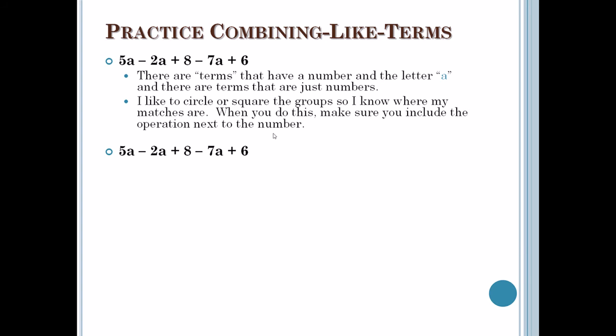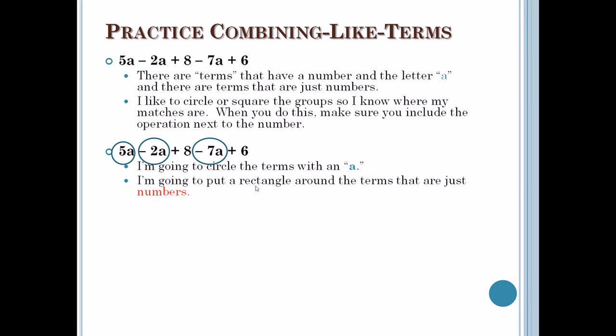For example, I'm going to put a circle around everything that has an a. I'm going to circle my 5a, my negative 2a. That means that's the operation, add or subtract. And I'm going to circle my negative 7a. So I know those make a group. I'm going to put a rectangle around the terms that are just numbers. So here's a term, positive 8, another term, positive 6. So now I know which ones match.